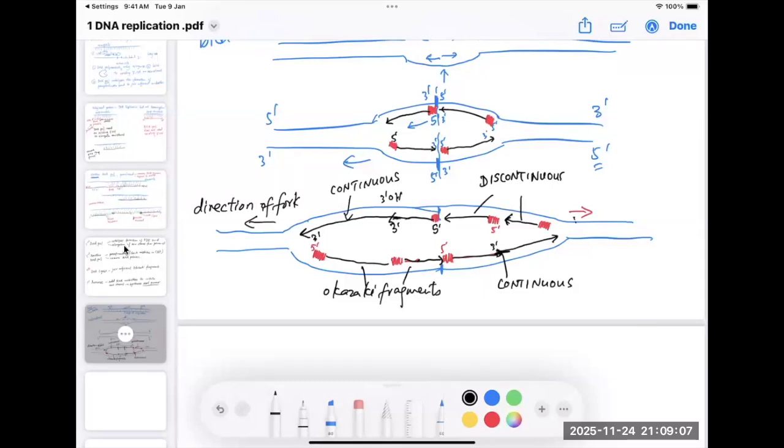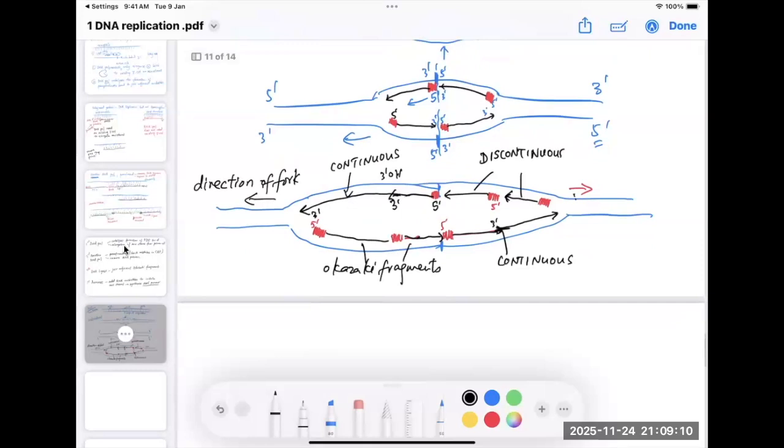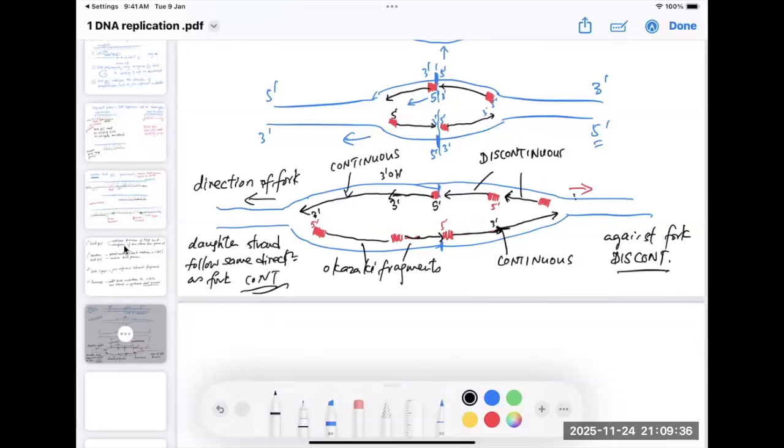So the way to remember is if the daughter strand follows the same direction as the fork, then it will be continuous. When it goes against the fork, it will be discontinuous. Okay, because there will always be a gap there, and as long as there's no 3' OH, you have to put in the primer to provide this 3' OH to extend.